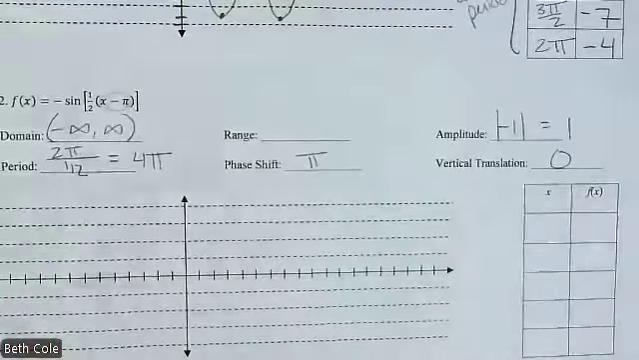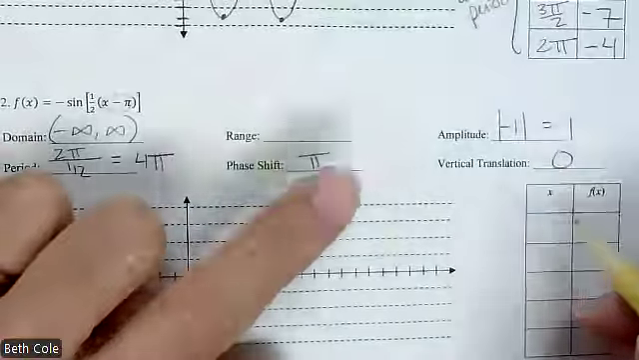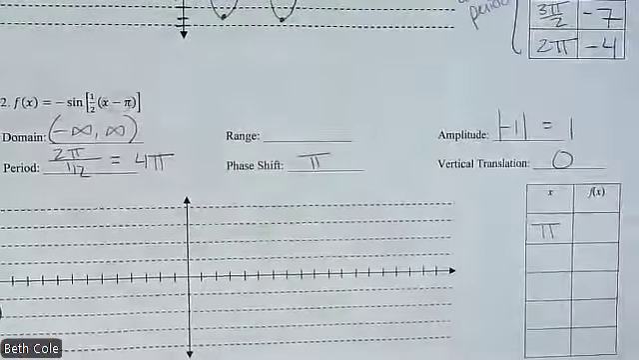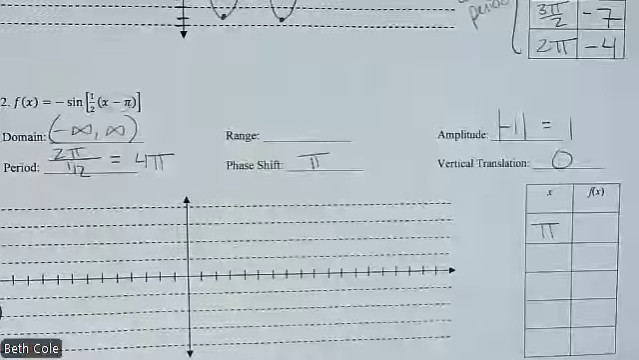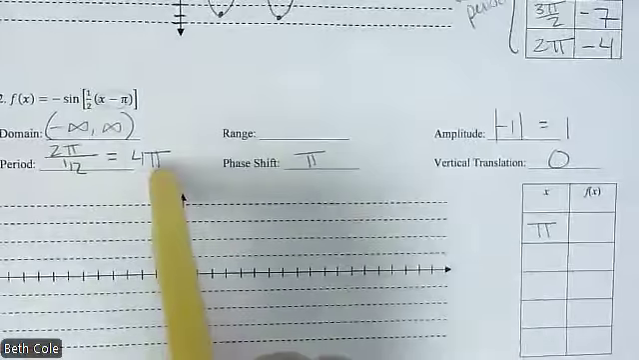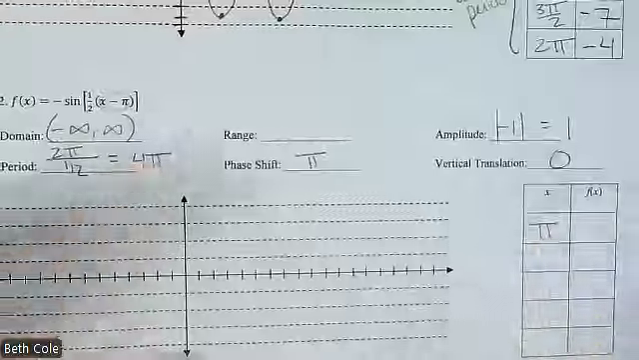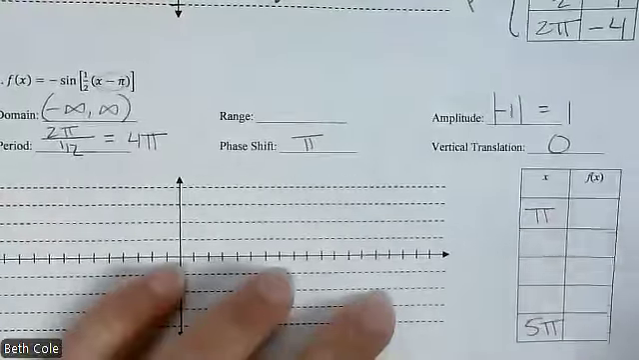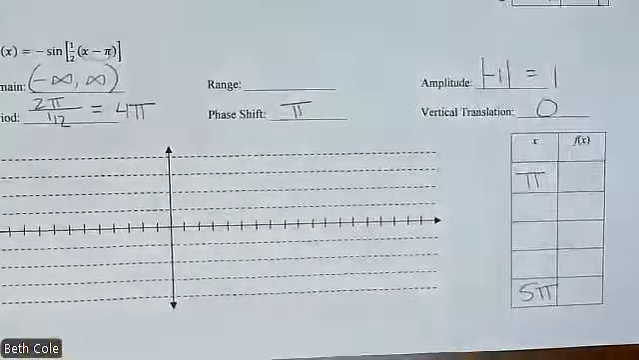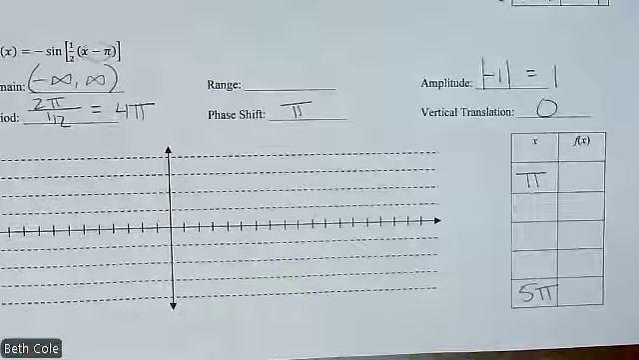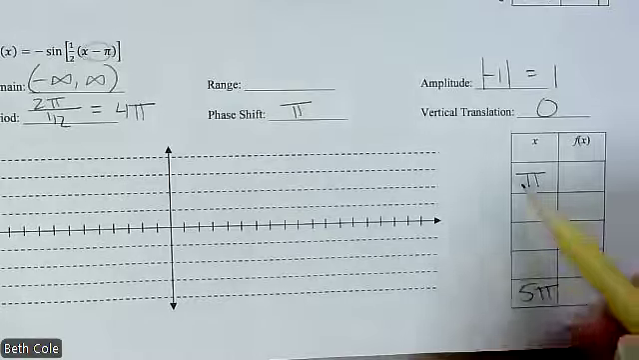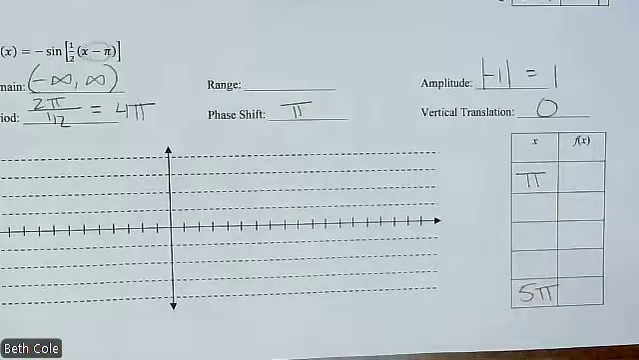Now your phase shift is what starts here. You shift to where the new center is. So our phase shift is pi, and you want to do 1 full cycle, so you're going to add the period. So 1 pi plus 4 pi is 5 pi. And now you have to figure out what's halfway in between them. What's halfway between 1 and 5? 3.